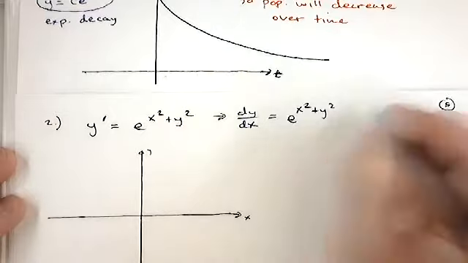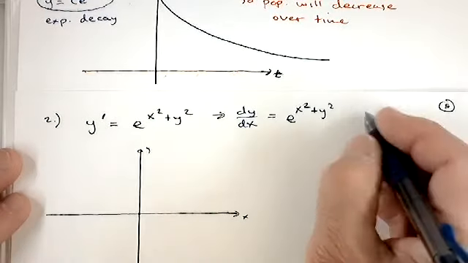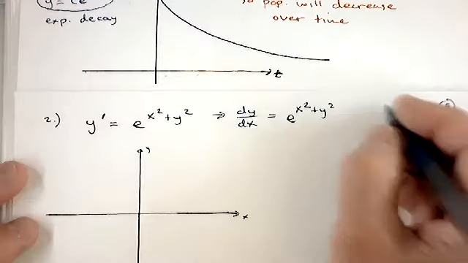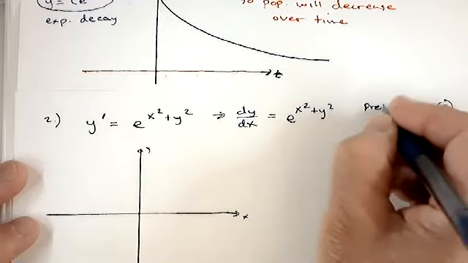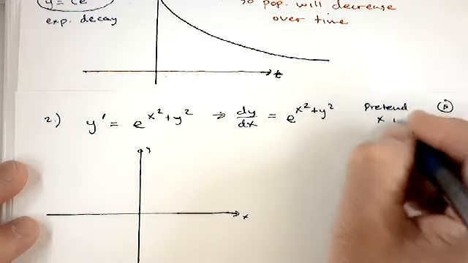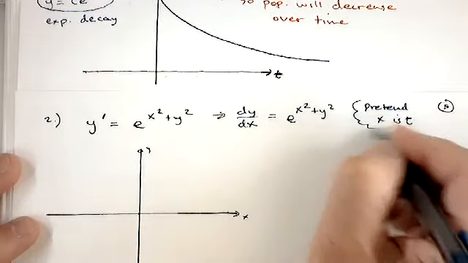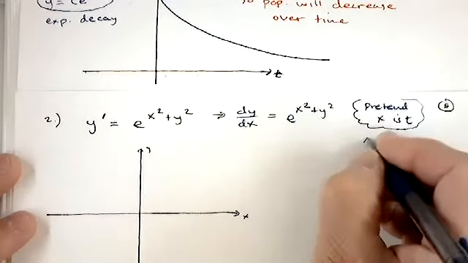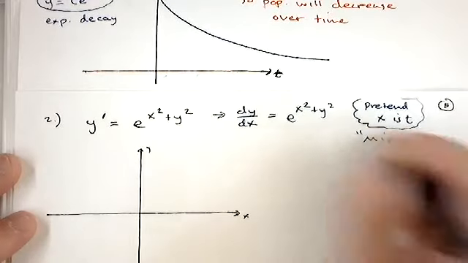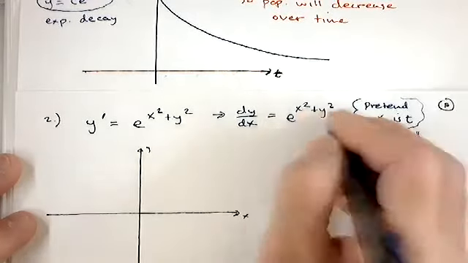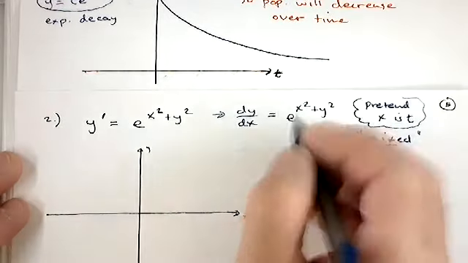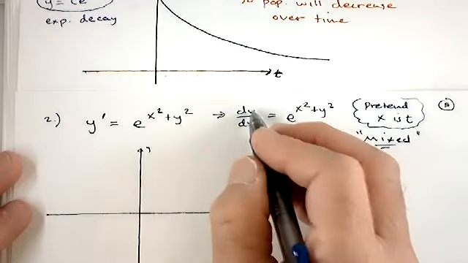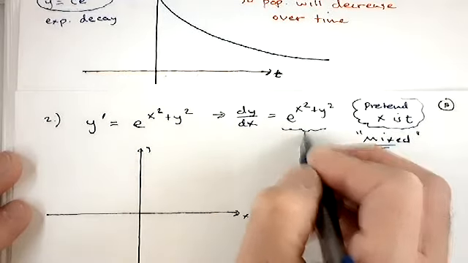So how would you classify this? Is this autonomous, pure time, or mixed? I'll just put, pretend x is t when you get these. Yeah, this would be a mixed one. This is mixed because it has both x and y in it. And then you would really ask yourself, well, if this is telling me how my population grows over time, what kind of numbers will I get out of this?